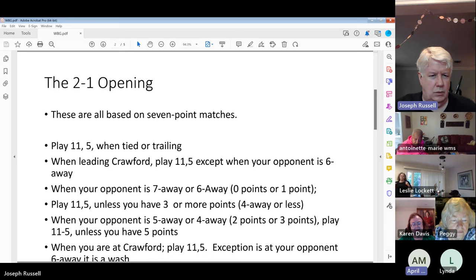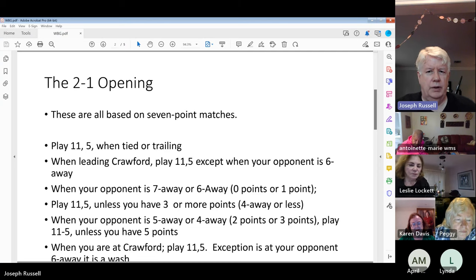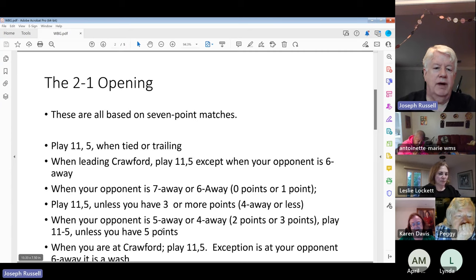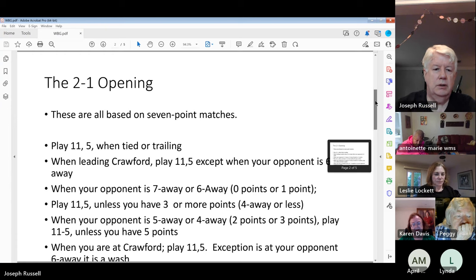Are you saying not to do it at 2 away, Joe? Yeah, 1 sec. Yeah, that's right. Okay. Yeah, I did have that correct. Okay. Yeah, that at 2 away, you split. When your opponent has 5 or 4 away, 2 or 3 points, play 11-5 unless you have 5 points. If you have 5 points, then you split.